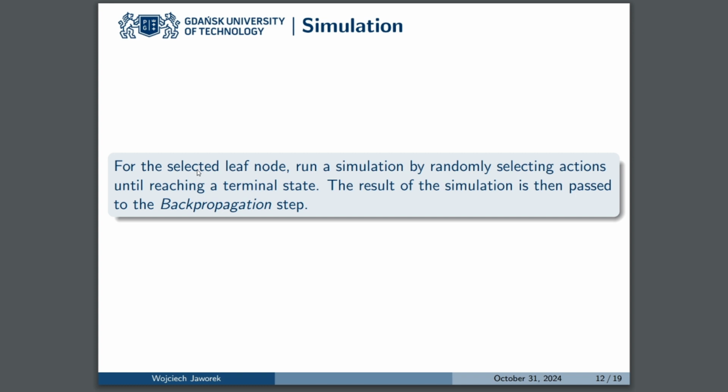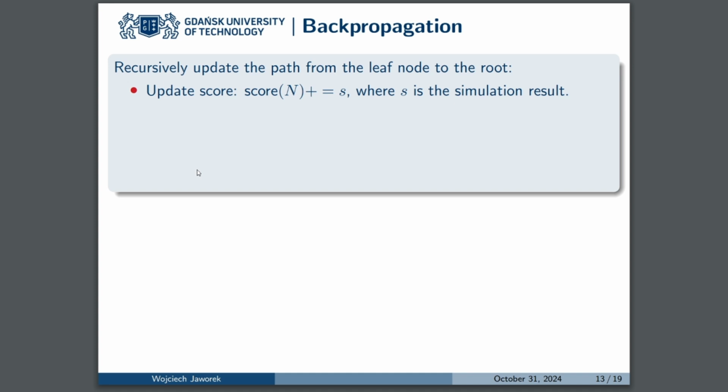So the simulation is that for the selected leaf node, we run a simulation by randomly selecting actions until reaching a terminal state, which is usually, for a game like chess, checkmate. The result of the simulation is then passed to the backpropagation step, which recursively updates the path from the leaf node to the root, first by updating the score. We use a notation inspired by programming languages here. This plus-equal sign means that to the node n we increase the score by s, where s is the simulation result. We increment the visit count, so every node on this path from the root to the leaf node is incremented by 1.